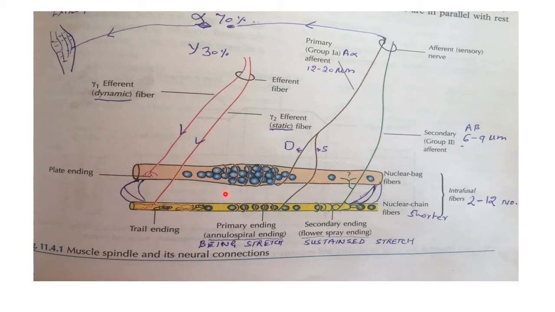Now the same muscle spindle also receives information from the efferent, that is the gamma motor neuron. Gamma motor neurons constitute 30% of the fibers in the ventral root. 70% is from sensory fibers and 30% are motor fibers. This 70% is through the alpha motor neuron, which goes to the extrafusal fibers, and 30% through the gamma motor neuron and goes to the intrafusal fibers.